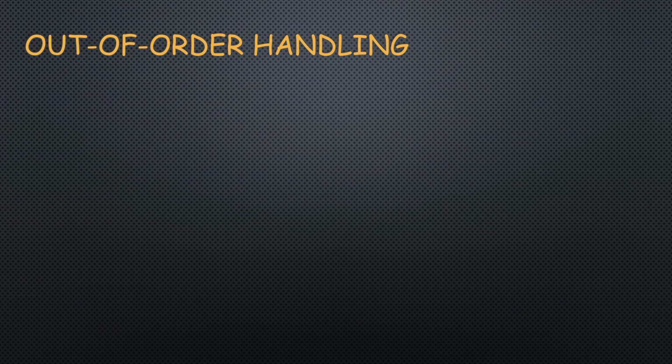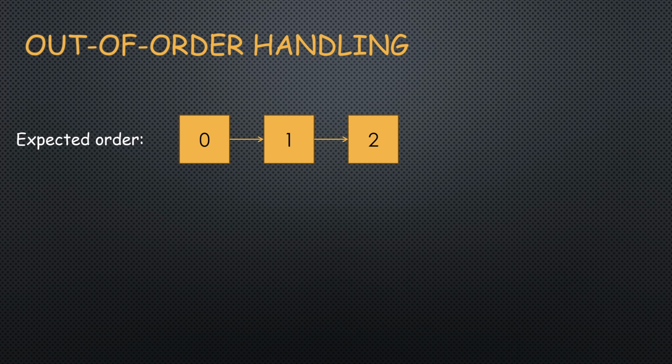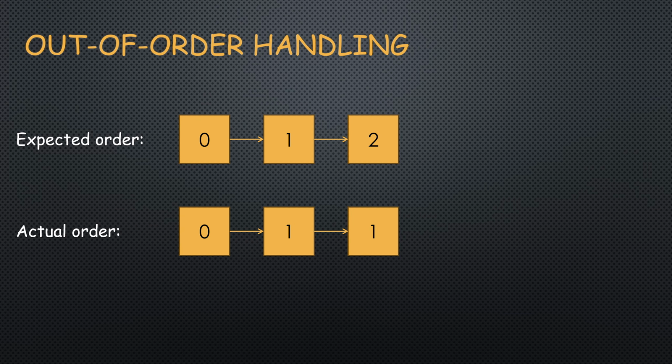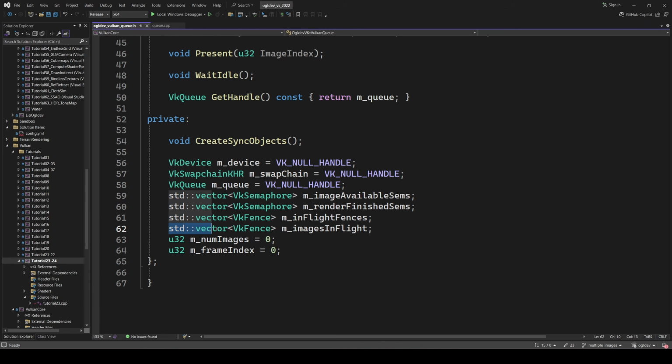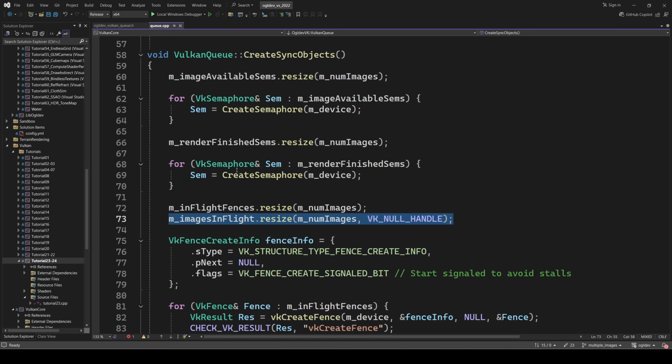Now let's go back and handle the case where the acquired image is not the expected one. For example, we have 3 images and the swap chain returns 0, 1 and then 1 again instead of 2. In the current implementation, the frame index will be 2 on the third call, which means we will associate a new set of semaphores with the same image. Probably not good. The solution is to maintain a second vector of fence handles for the same number of images and initialize the elements to null.